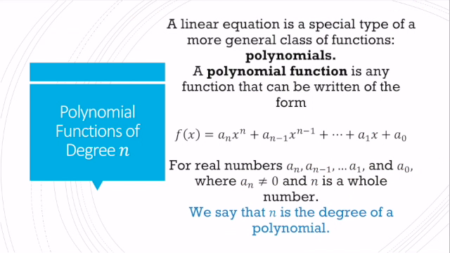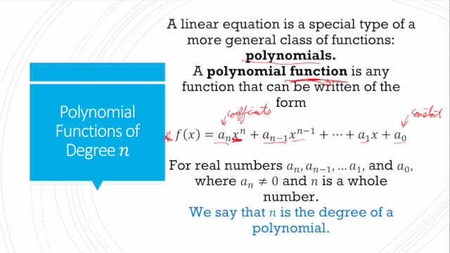Now, a linear equation is a special type of a more generalized class of functions, and those are called polynomials. Okay? A polynomial function is any function that can be written in the form that looks like this. Now, this is a lot going on. What is this saying? This is saying that if I have a variable raised to any degree, and I have constants, and I have other variables raised to a lesser degree, and I have a sub 0, this is just a constant, right? And these are our coefficients. Then this is a polynomial, and right off the bat, it's a function. I don't have to check that.